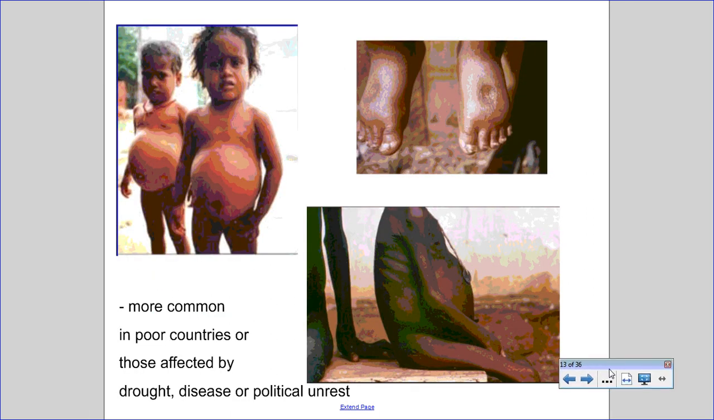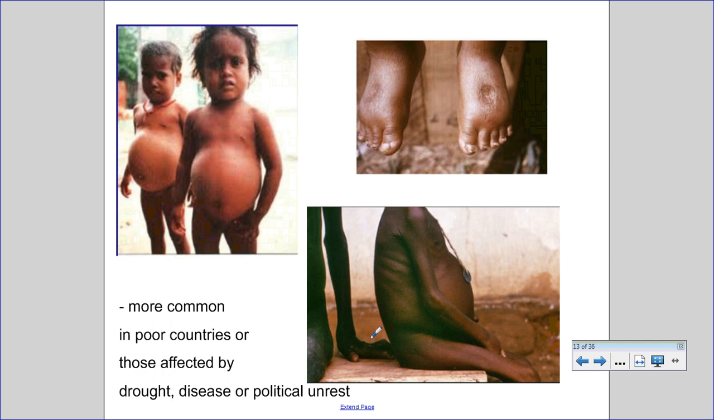So the following pictures just show some examples of what kwashiorkor looks like. You get the edema, the swelling in the feet, you get these bloated bellies as a result of that low protein diet. So kwashiorkor tends to be more common in poor countries or those affected by drought, disease, or political unrest, basically where food supplies are going to be very limited.